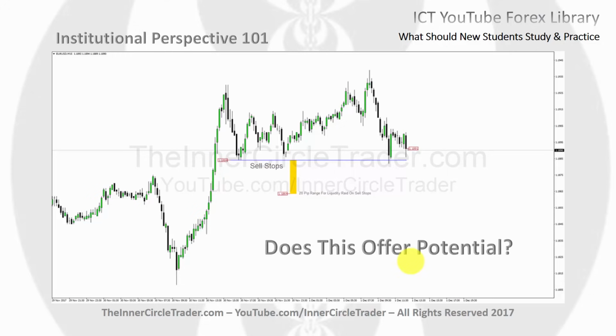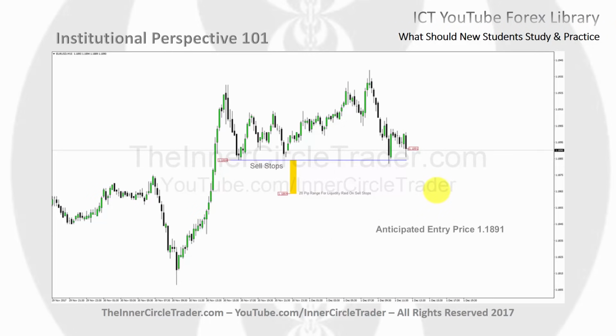But the problem is, if we are expecting to sell short at that bearish order block at the low when it retrades back to it, does this offer potential for us to take a short? Well, we have an anticipated entry price at 118.91. We have an anticipated 20 pip sell stop raid price at 118.64. So in other words, we're anticipating getting in at 118.91 up here, which is the low of this up close candle. And we already know 20 pips below these lows, the lowest of the two equal lows is what I use, 20 pips below that, that gives us a range low of 118.64.